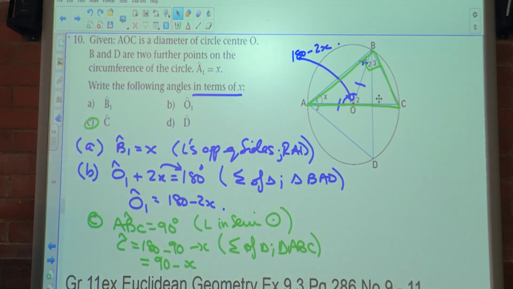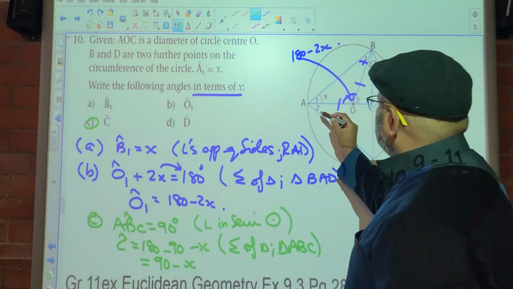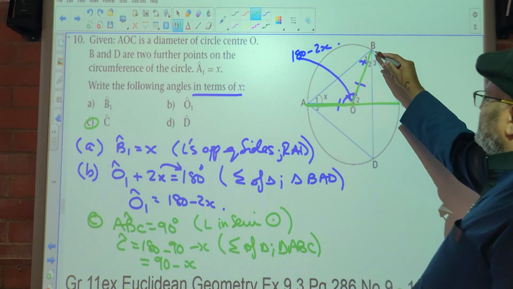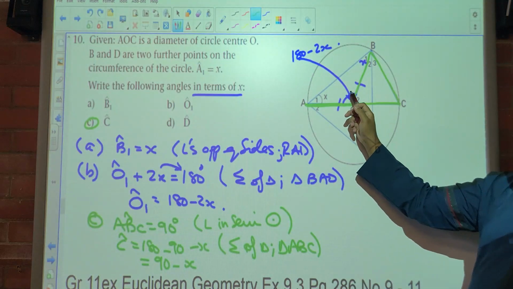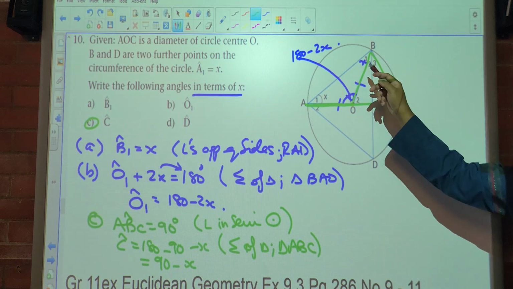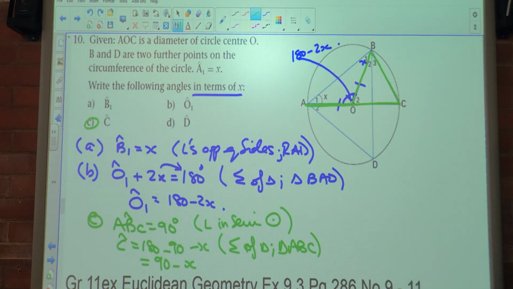Yes. But I see there was another way of doing it, without using that 90. Anybody? C is equal to half. There we go, well done. So O1, angle at center, twice angle at circumference. So you see this was 180 minus 2x, and C is half of that, which is 90 minus x. Angle at center, twice angle at circumference.